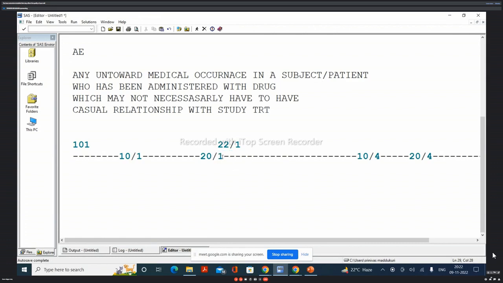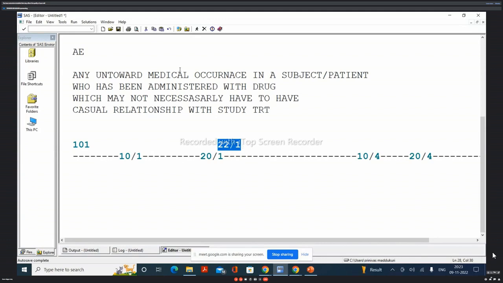whether the reason is related to the study treatment or not, if he is feeling any discomfort, any untoward medical occurrence, we need to consider that as an adverse event. Later, we will do a postmortem on whether this adverse event is because of the study treatment, whether it is treatment related or not. We'll do that later. First of all, we should consider it as an adverse event. Because of the winter, he was exposed to the cold and got a fever. Not because of the treatment, because of some other reason, but still we need to consider it as an adverse event.